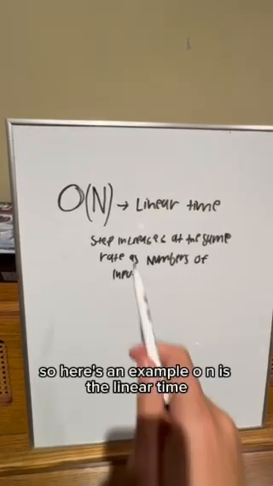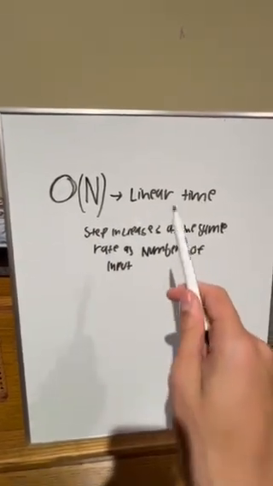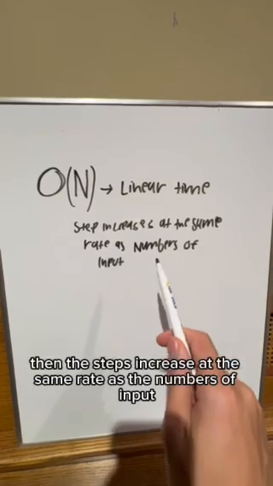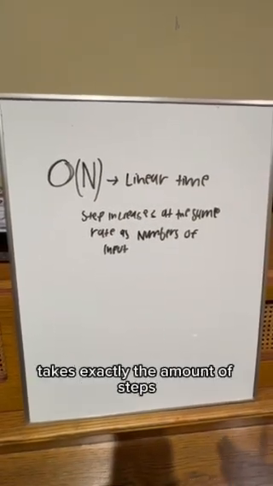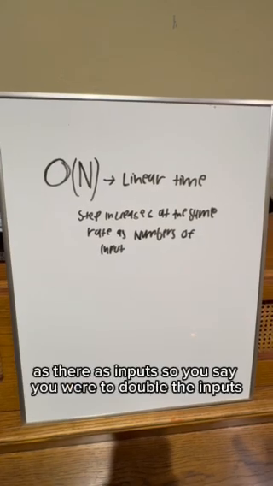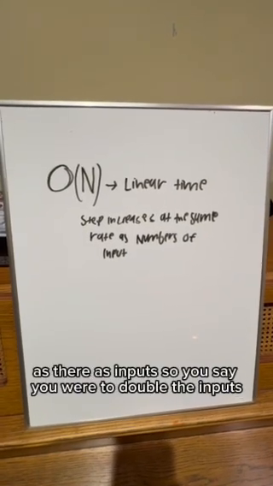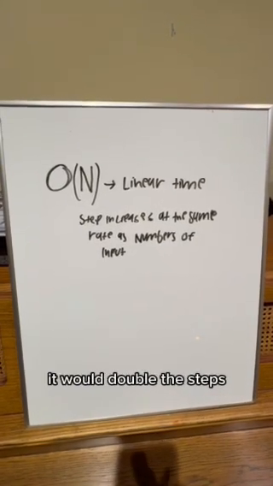So here's an example. O(n) is linear time. Then the steps increase at the same rate as the number of inputs. So this basically tells us that the algorithm takes exactly as many steps as there are inputs. So if you were to double the inputs, it will double the steps.